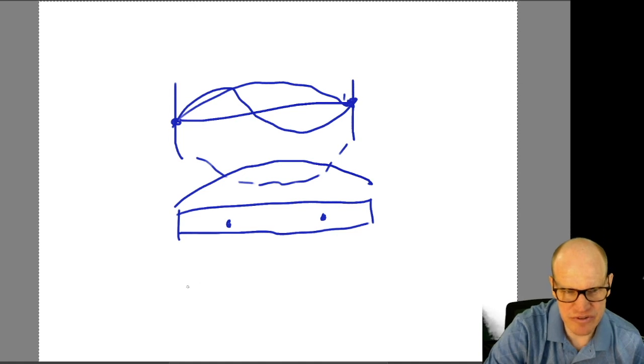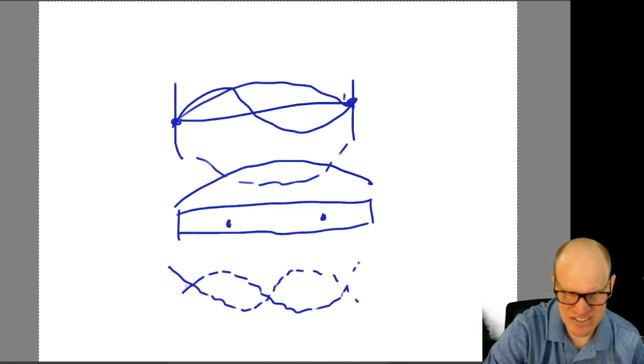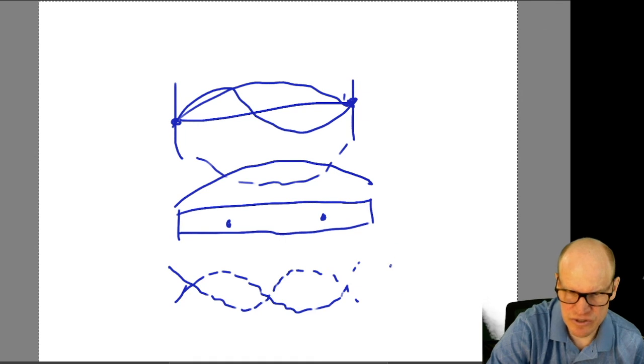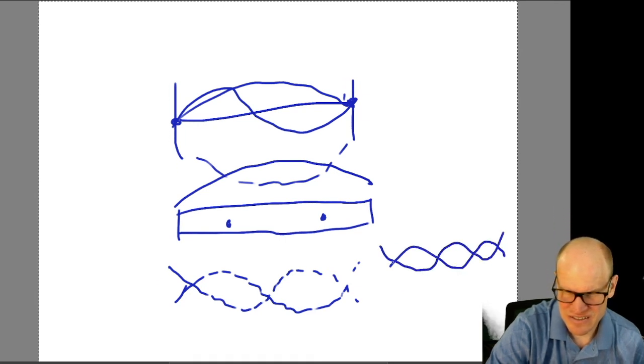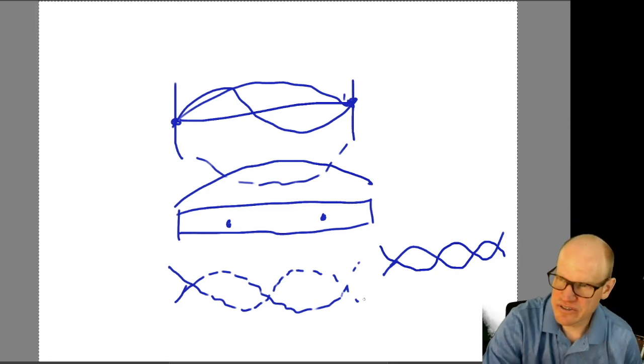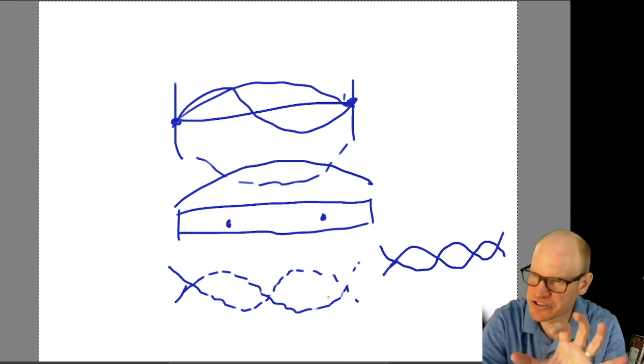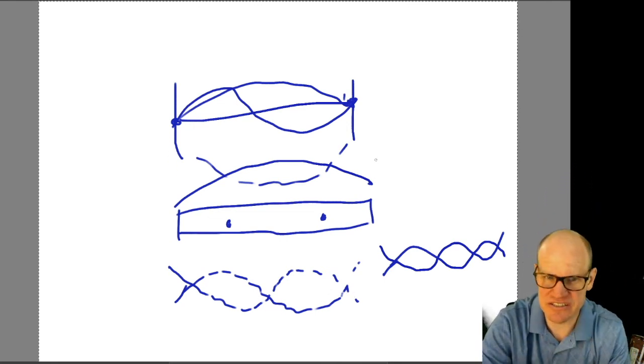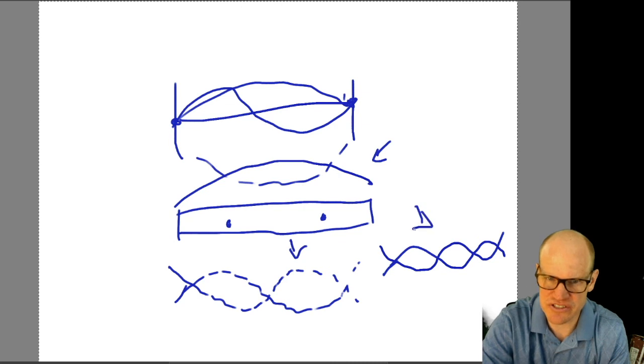The next highest energy level is going to look like that. Is that right? Yeah. The next highest energy level is going to look like this. The one above that is going to look like this, I think. This is the oscillation amplitude as a function of position. So these are all allowed vibration states. They each have some energy associated with them. How much energy does it take to excite this state versus this state versus this state?